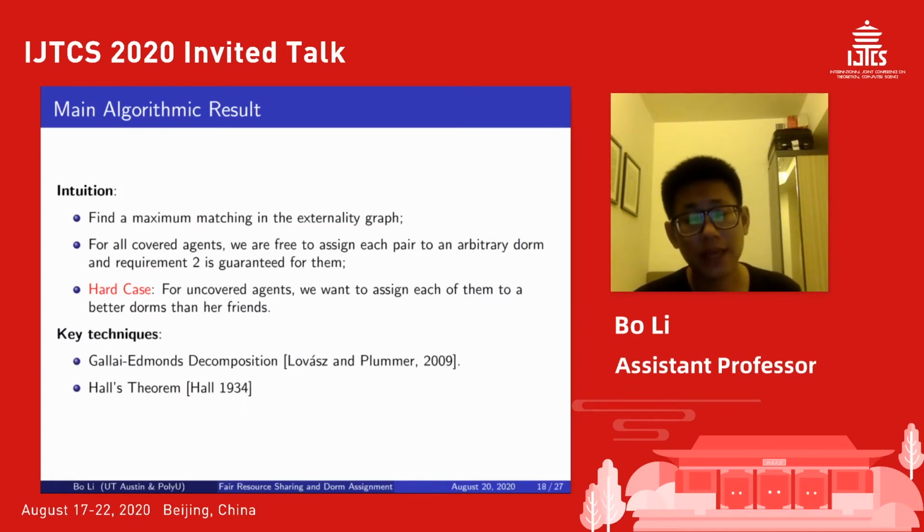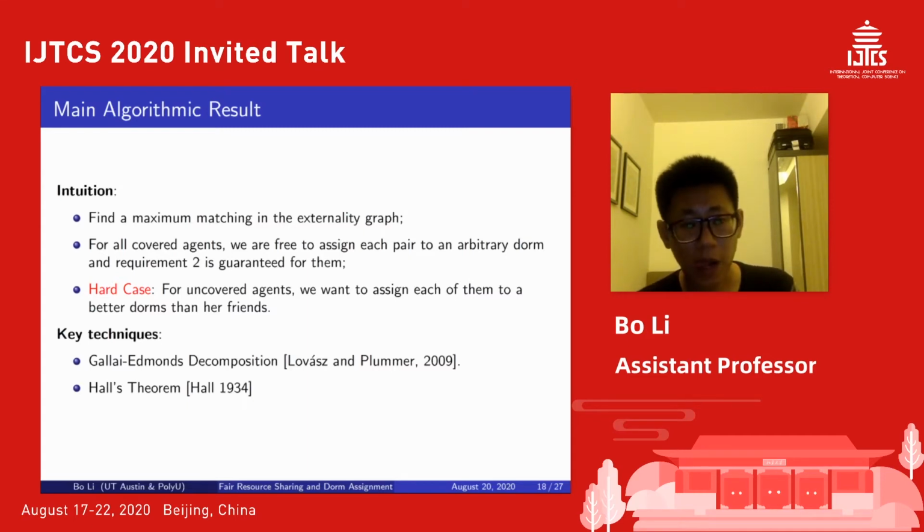The tricky case is if this maximum matching can't cover all the agents. What shall we do for the uncovered agents? By the above observations, we know that for these uncovered agents, we want to assign each of them to a better DOM than all her friends. This is not easy to guarantee because the agents have arbitrary preferences.